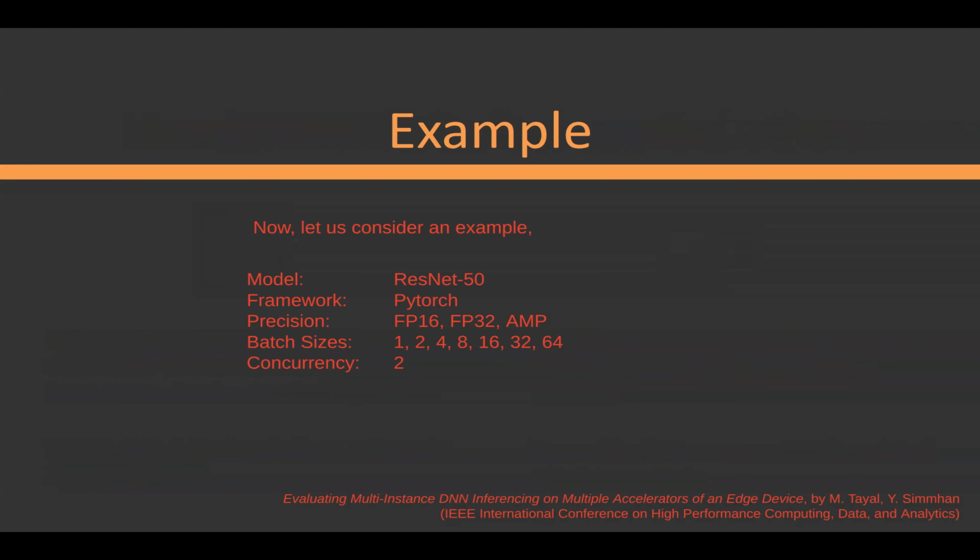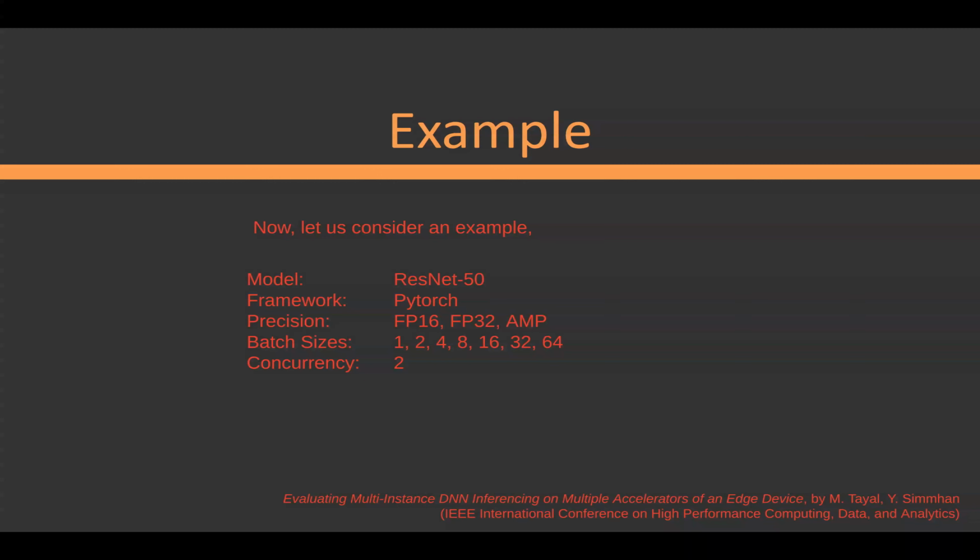We are looking at model ResNet 50, and the framework that we're specifically going to focus on is PyTorch. These are the three different data precisions that we are looking towards: FP16, that is half precision, FP32 full precision, and AMP. AMP is a newly developed precision by NVIDIA, and it stands for Automatic Mixed Precision. It is kind of a hybrid between FP16 and FP32. If you want to know a bit more in detail about AMP, you can definitely check out the previous video on tensor cores.